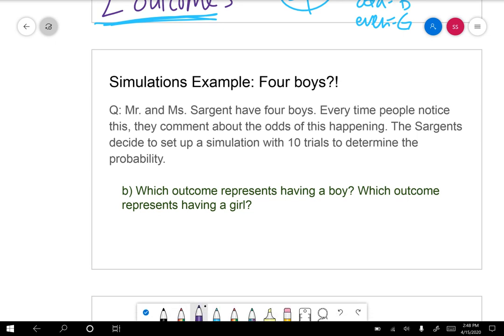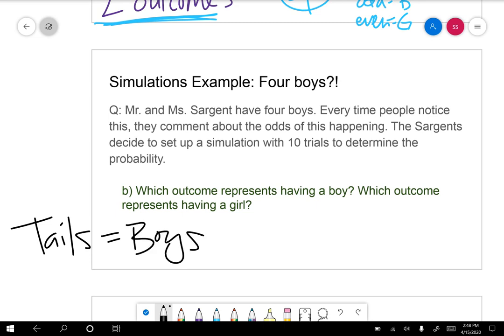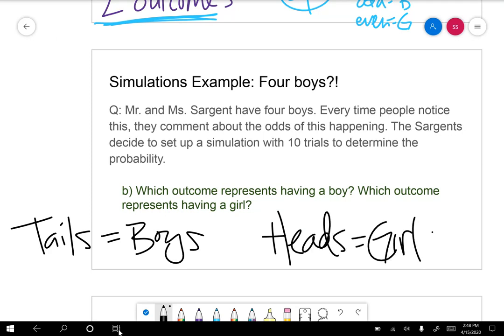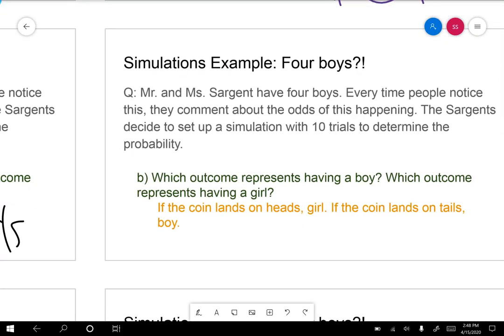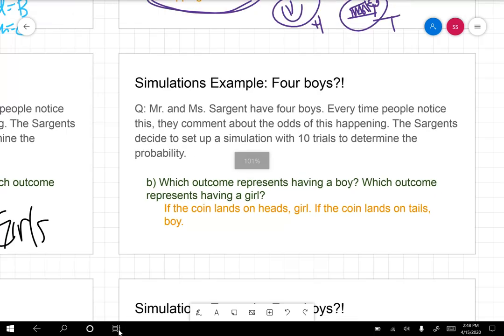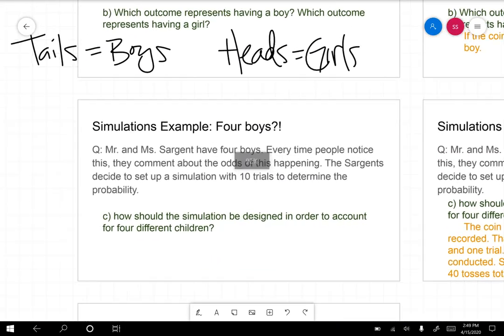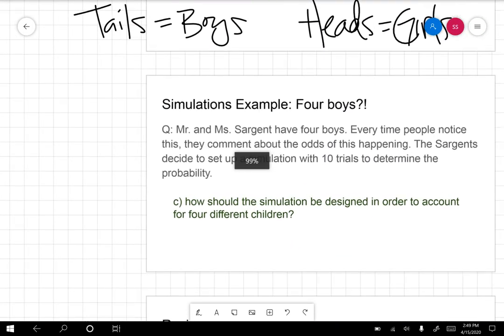Okay, so in this case, let's say that tails is going to represent boys, and heads represents girls. I believe that's what I wrote on the next slide. So again, you have to choose ahead of time. Yep. Heads girl, tails boy.